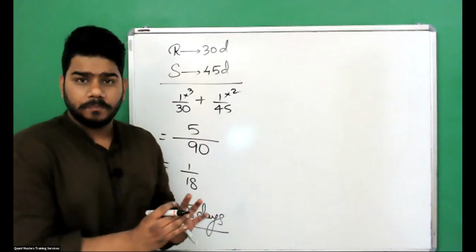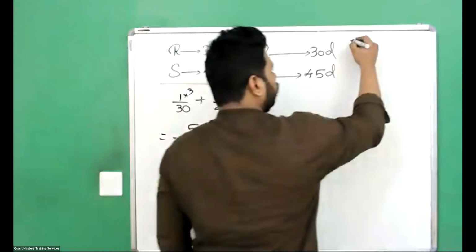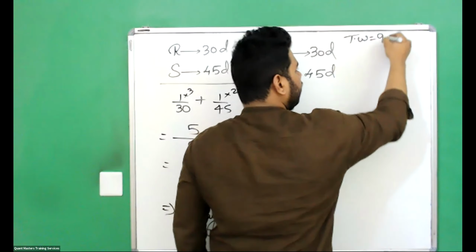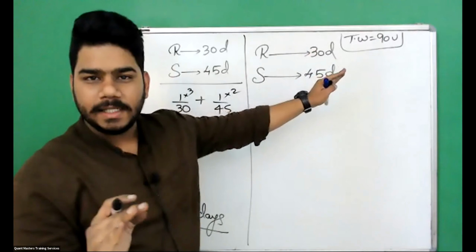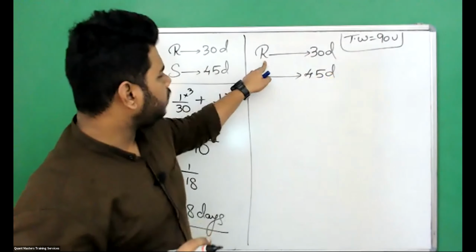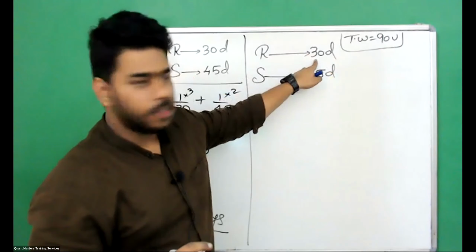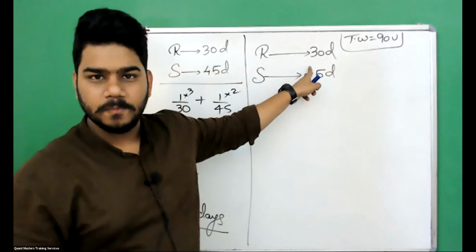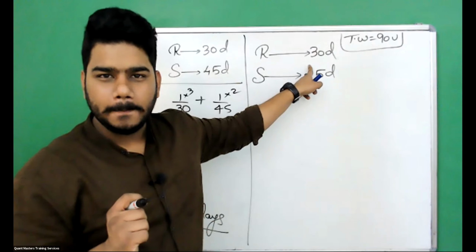Step number one, what do you do is you take the LCM of 30 and 45. Sir, what is the LCM of 30 and 45, sir? It is nothing but 90. So my total work is nothing but 90 units, which means what? You complete 90 units, you are completing the work. Now, Ram is completing the work in 30 days, which means what? Ram is completing 90 units in 30 days, which means in one day, how much is he doing?